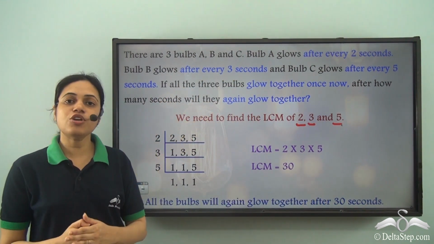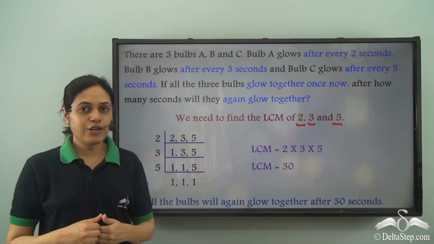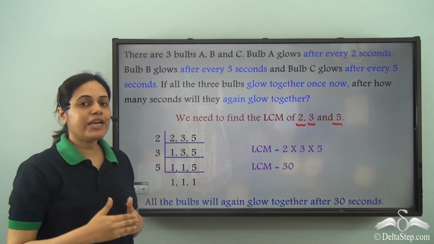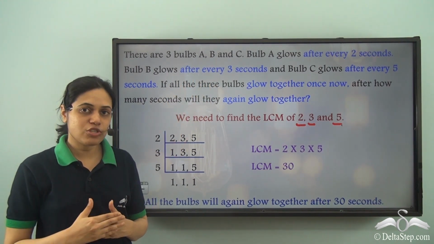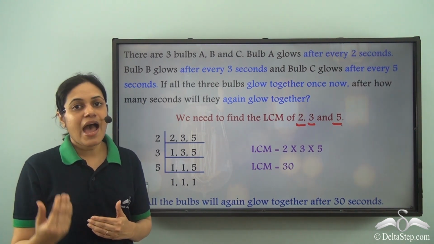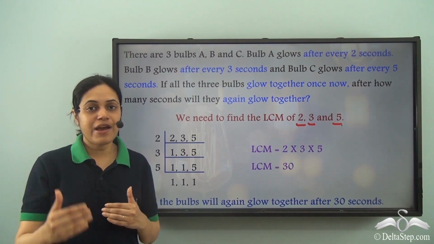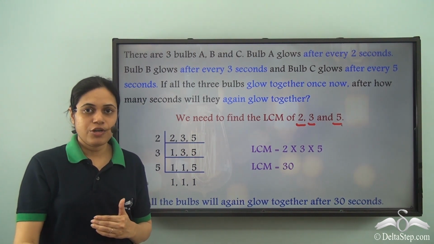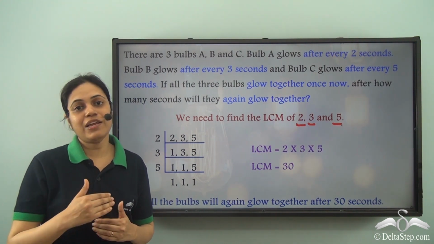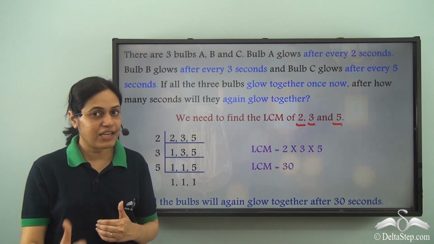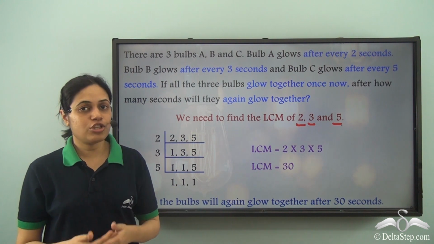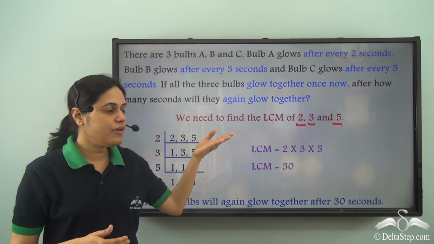So this is how you can solve problems of this type. So when you have something happening in multiples, so bulb A was glowing in multiples of 2, bulb B was glowing in multiples of 3, bulb C was glowing in multiples of 5, and you need to find when will they happen together. You need to find the common multiple, and when you need to find when will they happen the next time, the very next time, then you need to find the least common multiple.